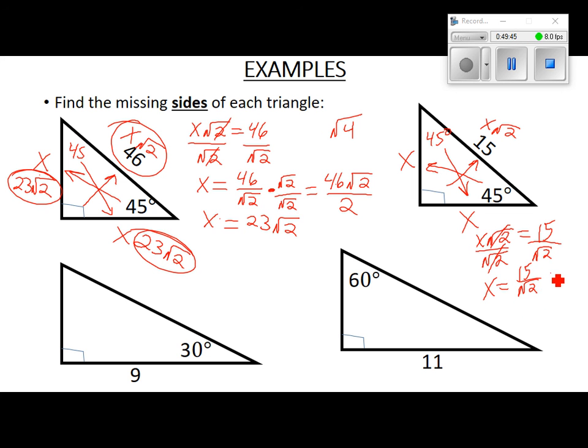You're gonna times top and bottom both by what? Square root of 2. You're doing the same thing over and over and over again, right? On top, we end up with what? 15 times square root of 2. On bottom, square root of 4, which is just 2. Bad thing this time, will 2 go into 15 evenly? No. So we leave it that way.